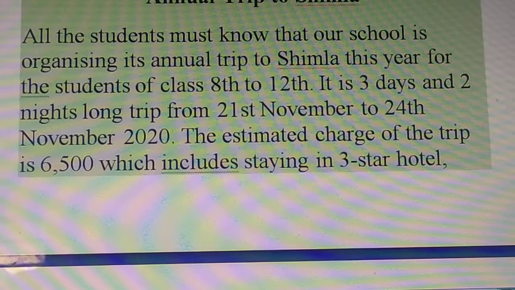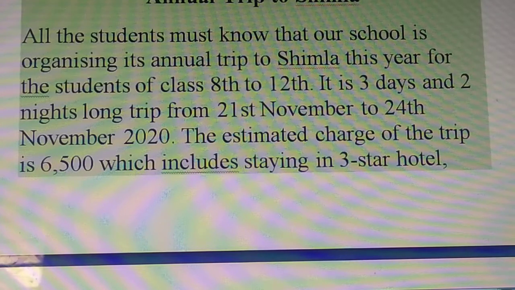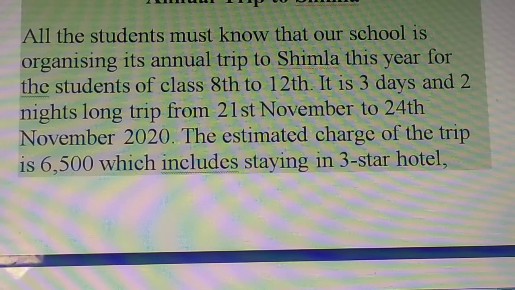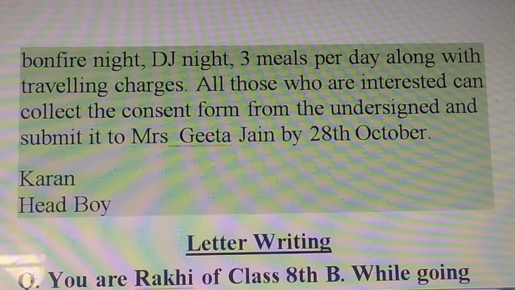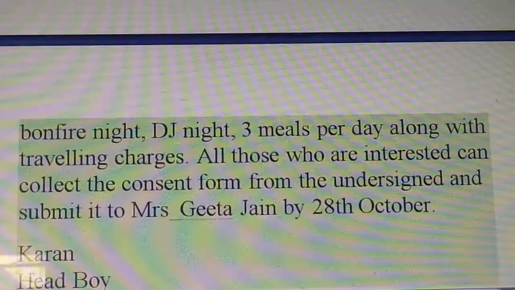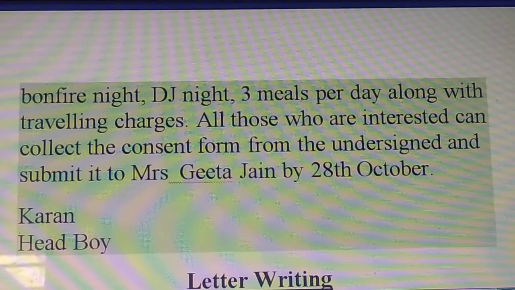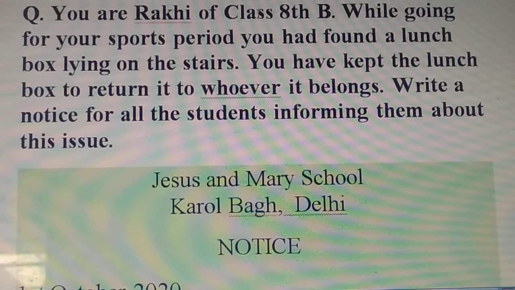Okay. All students must know that our school is organizing its annual trip to Shimla this year for the students of class 8 to 12. It is a 3 days and 2 nights long trip from 21st November to 24th November 2020. The estimated charge of the trip is 6,500 rupees, which includes staying in a 3-star hotel, bonfire night, DJ night, 3 meals per day. Okay, so it's like that. Then, all those who are interested can collect the consent from the undersigned who has written the notice. Head boy, Karan.